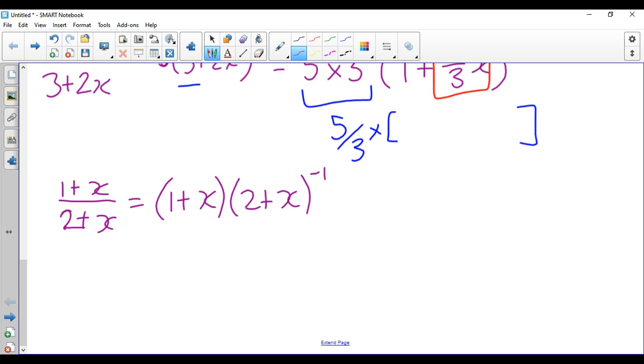Okay, so let's have a look at this. The first bracket is absolutely sorted. Okay, 1 plus x doesn't need expanding, it's to the power 1. So nothing to do there, but we will, of course, have to multiply out when we are finished. So I've got 1 plus x.